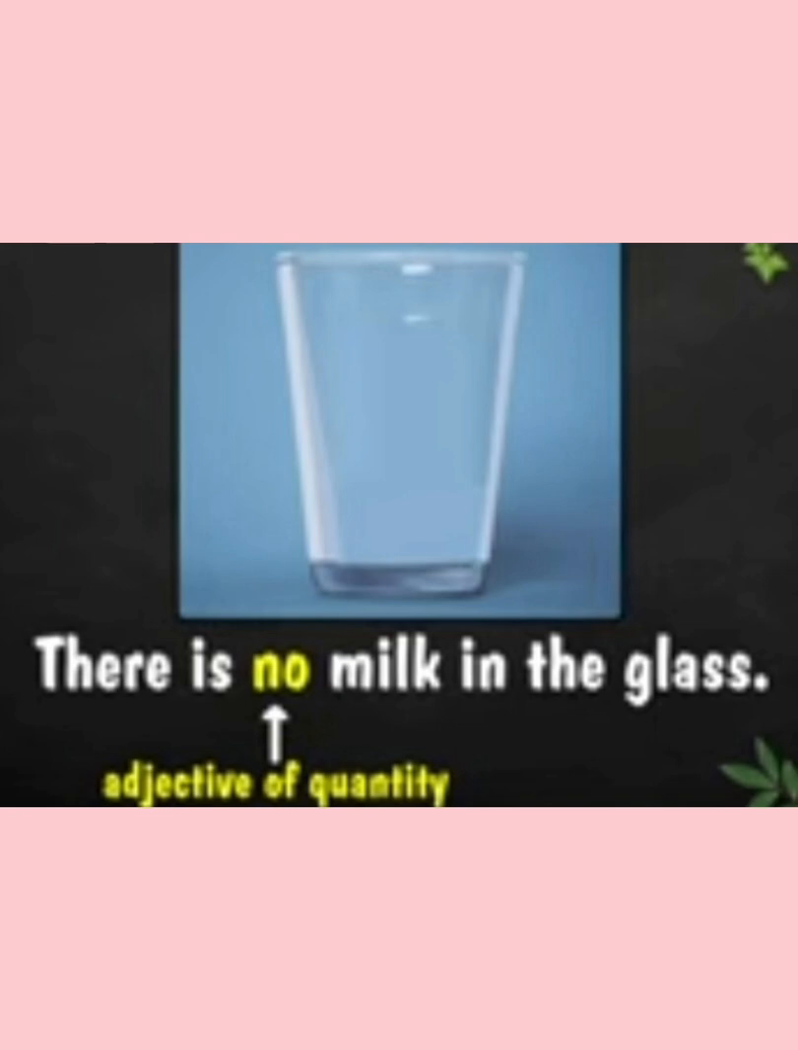There is no milk in the glass. Again, here milk is the noun and no is telling us about the quantity of the milk. How much milk? No milk. So, no answers the question how much and no is considered as the adjective of quantity.